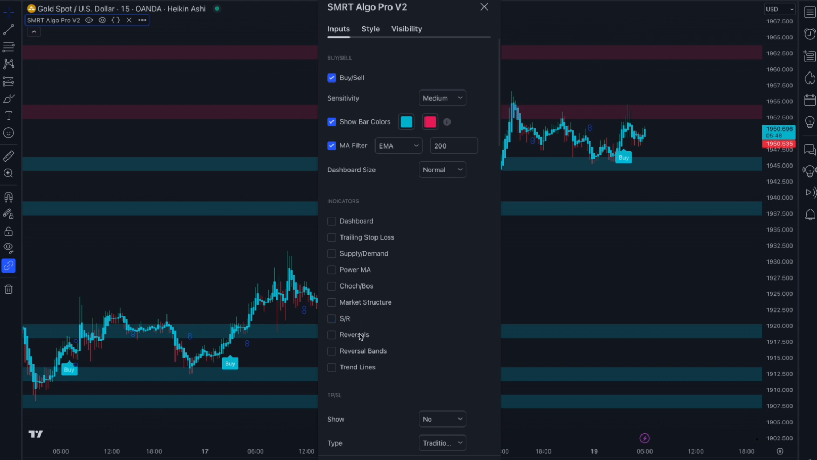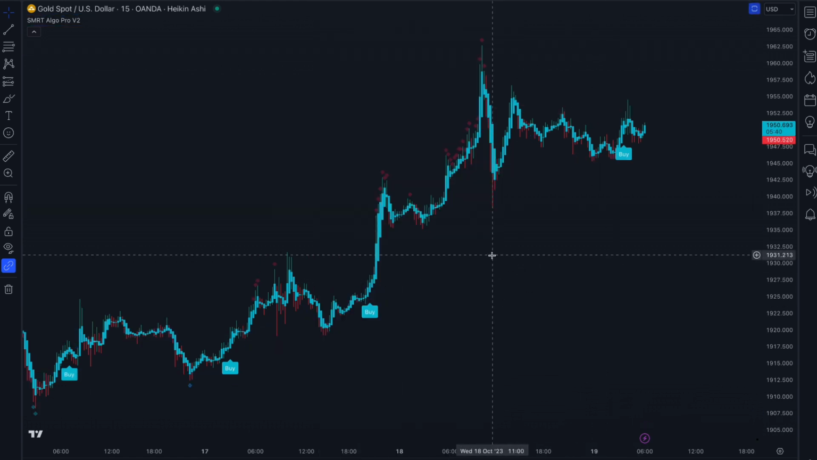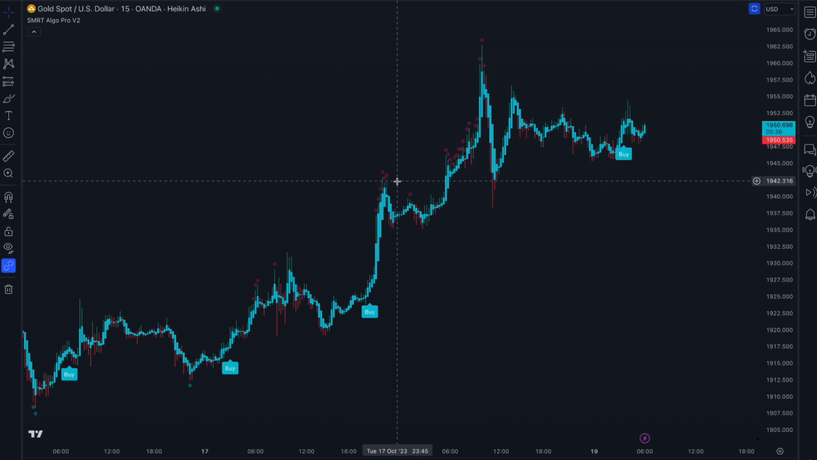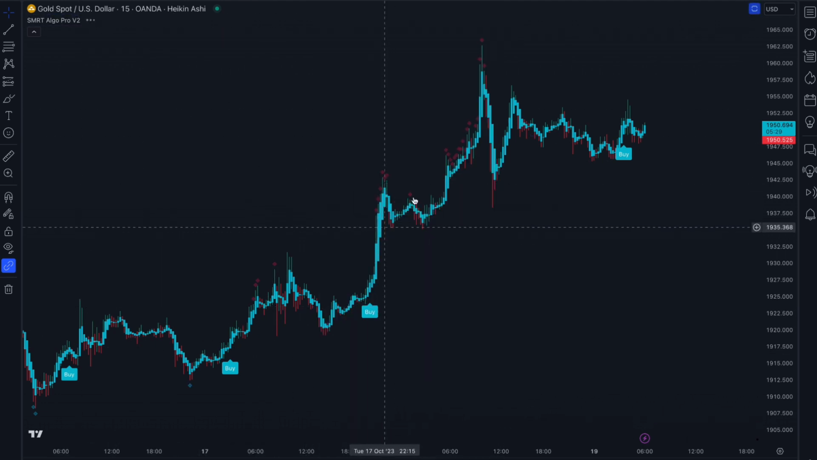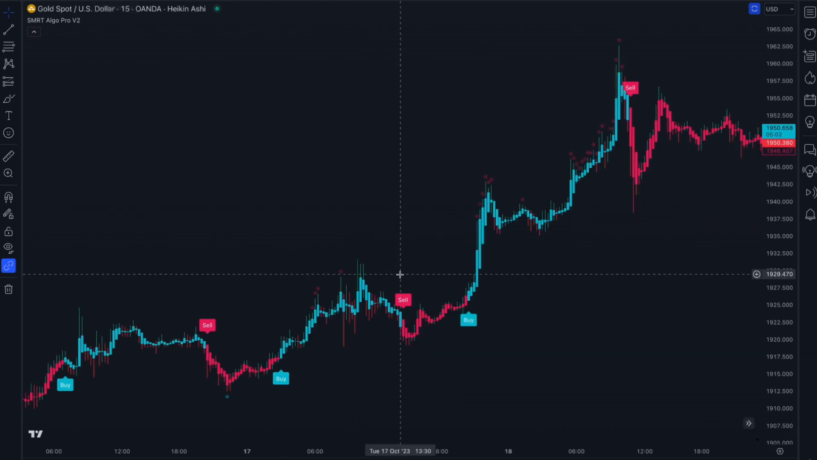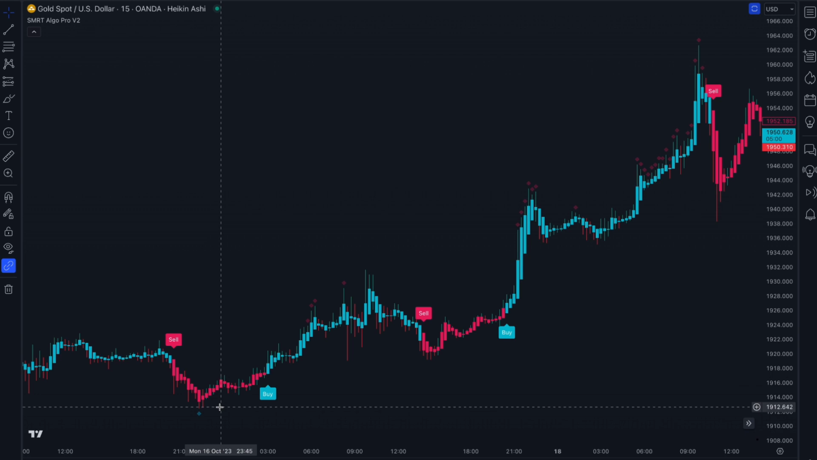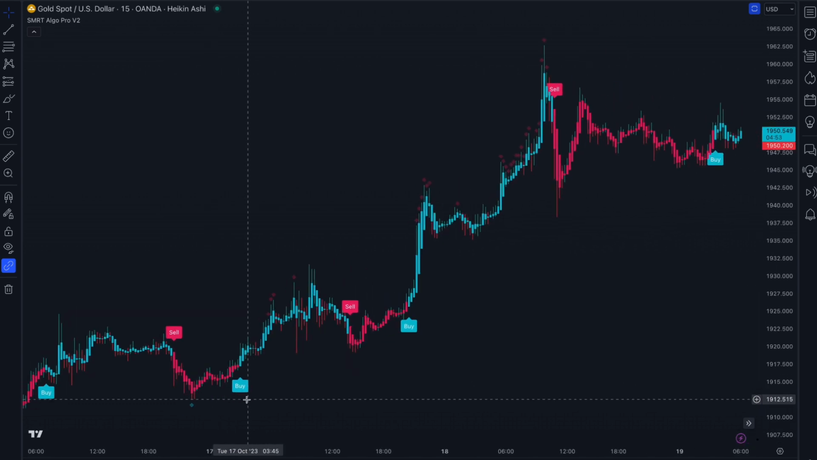Next up, we have the reversals. So the reversals print a diamond shape on the candlesticks when it shows that there is a potential reversal. For example, let's turn off the moving average filter. You can see that here there are pink diamonds, which means that after this candle has closed, there is a potential for a reversal. So you can see here that we have a single blue diamond. After this reversal point has been printed, price went to a very large uptrend.